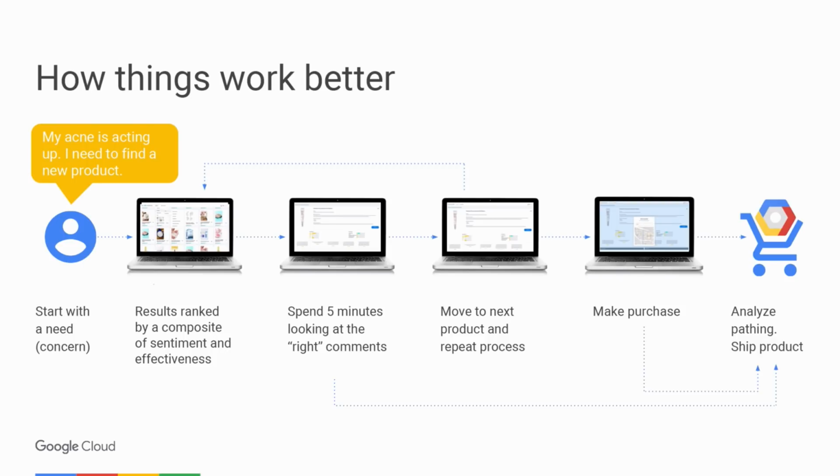So I have the same user journey, and I potentially have a different sort order for the results that I typed in or that I made a structured search for. So in this case, I now have a sort order that's a composite of sentiment, user sentiment, and effectiveness for the product. We also are going to attempt to improve this process by reducing the amount of time that a user spends looking at user comments. So we're going to help them look at the right comments to make a purchasing decision. And finally, hopefully they make that purchase and we can ship it on the way and then analyze all types of interesting marketing analytics.